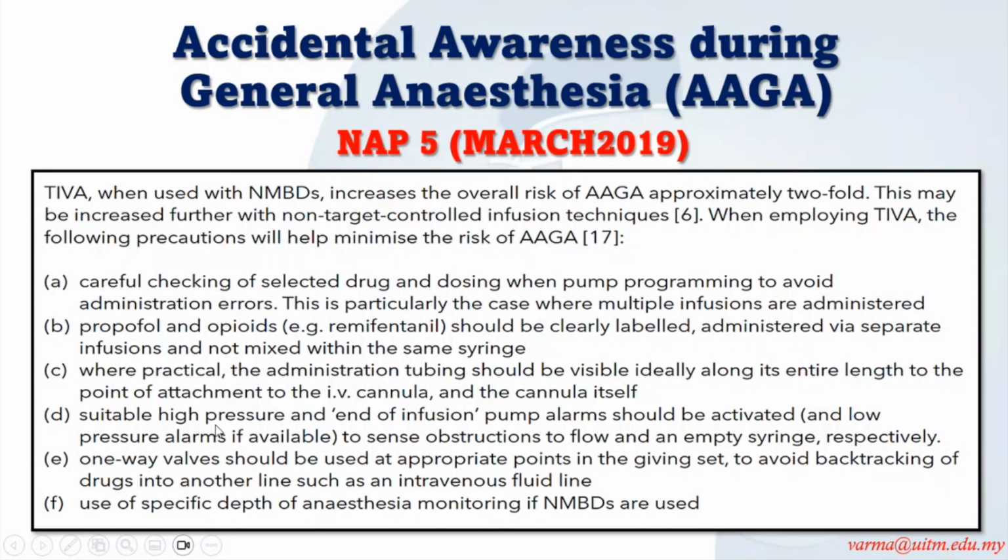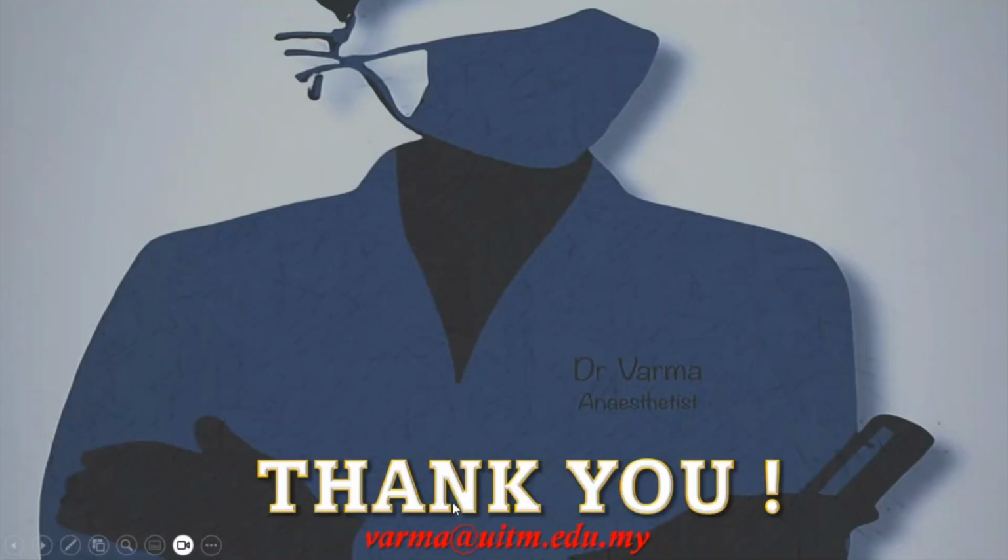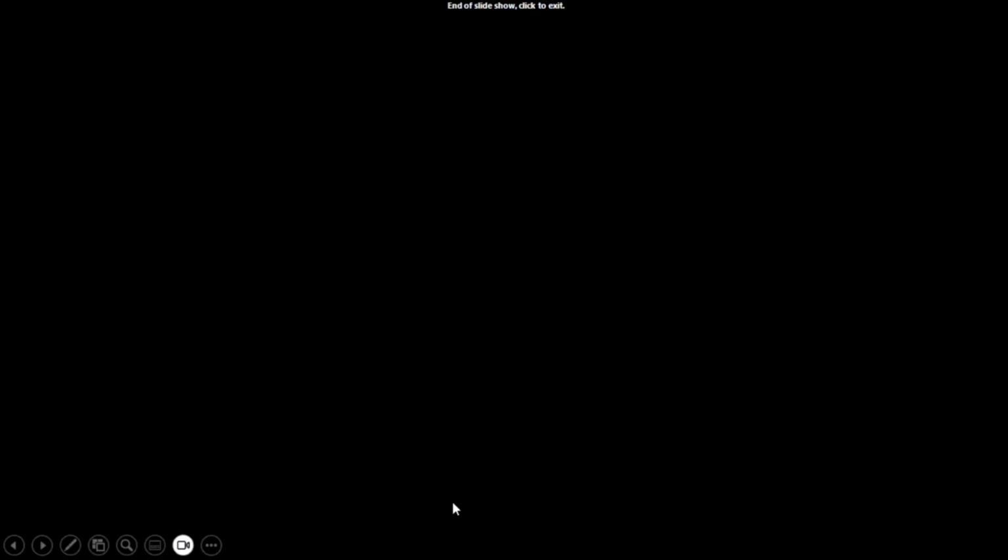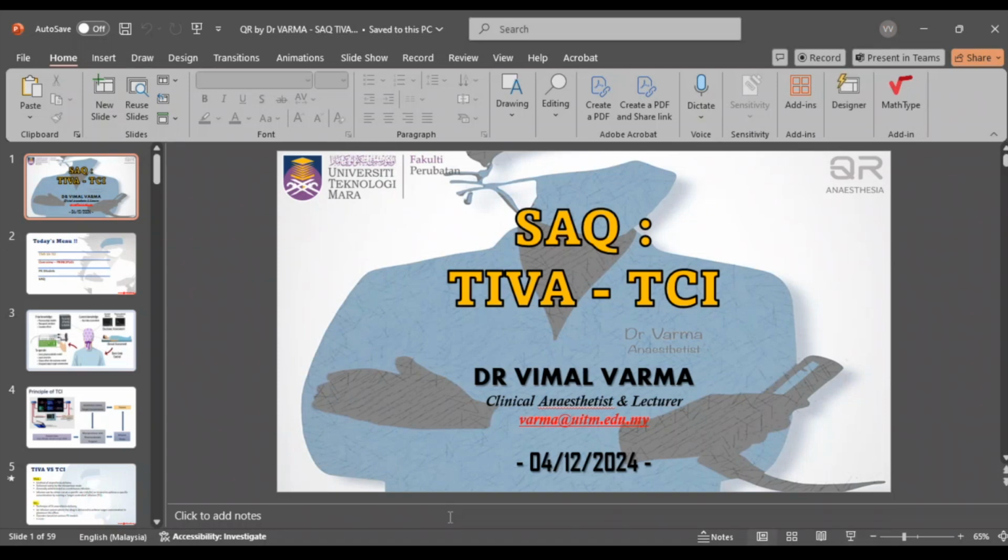The cannula is attached properly, with suitable high pressure. The pump should have a high pressure alarm, so we know when there is a kink or when the line is blocked. One-way valve, anti-reflux, and use of specific depth of anesthesia monitoring, especially BIS, has to be used. Okay, that's all regarding the discussion on exam-based question discussion.